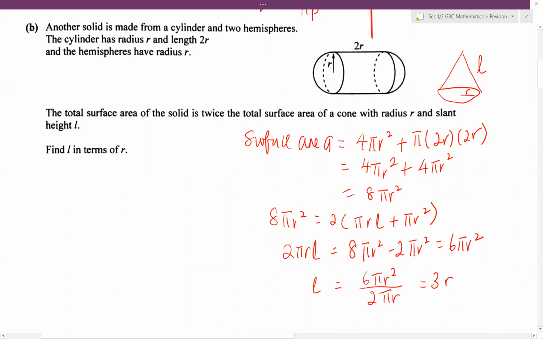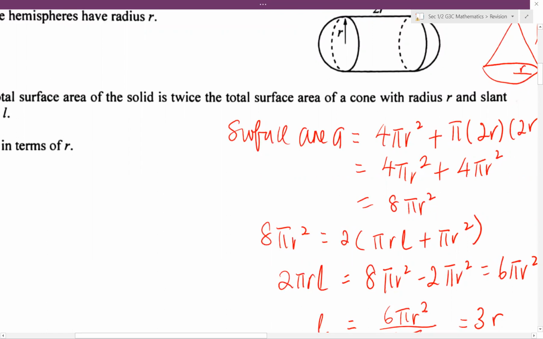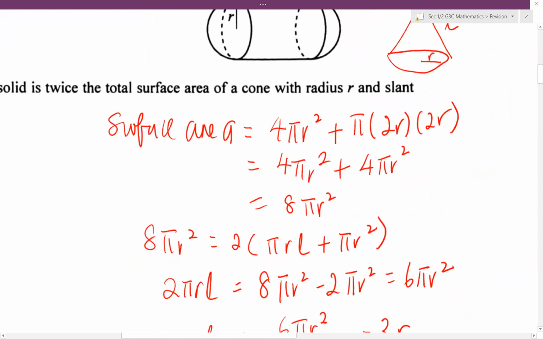twice. So they are saying that our 8 pi r squared is equal to 2 times the total surface area of a cone, radius R, slant height L. So here we have a cone. Draw it out if you cannot visualize. Radius is R, slant height is L. Total area for this is made of 2 parts. First, we have a circle at the bottom. Then we have the curved surface area of the cone.